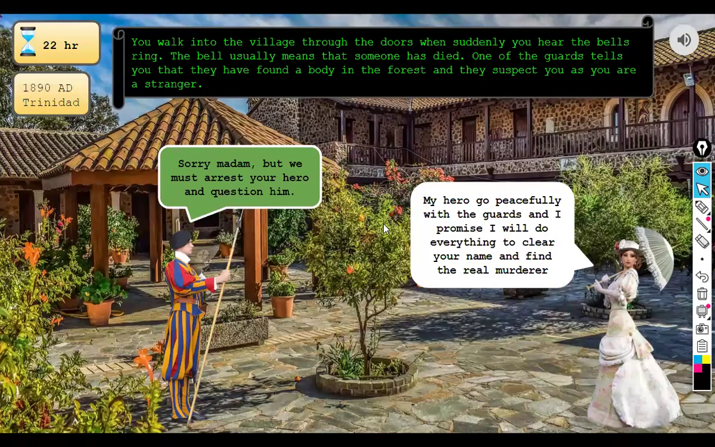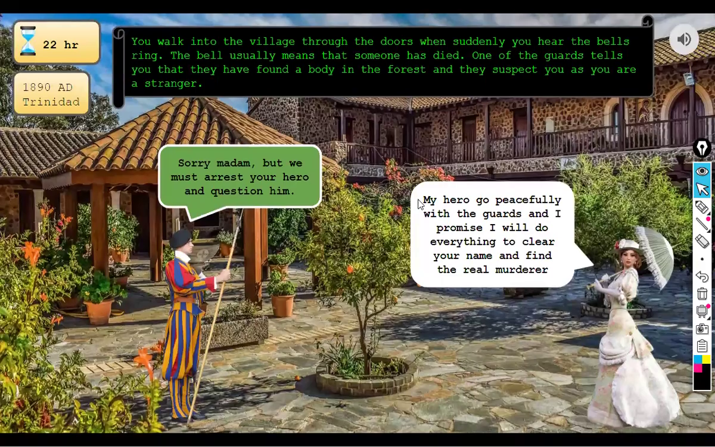And she tells you, my hero, go peacefully with the guards. I promise I will do everything to clear your name and find the real murderer. I'm not too sure if I can trust this lady.